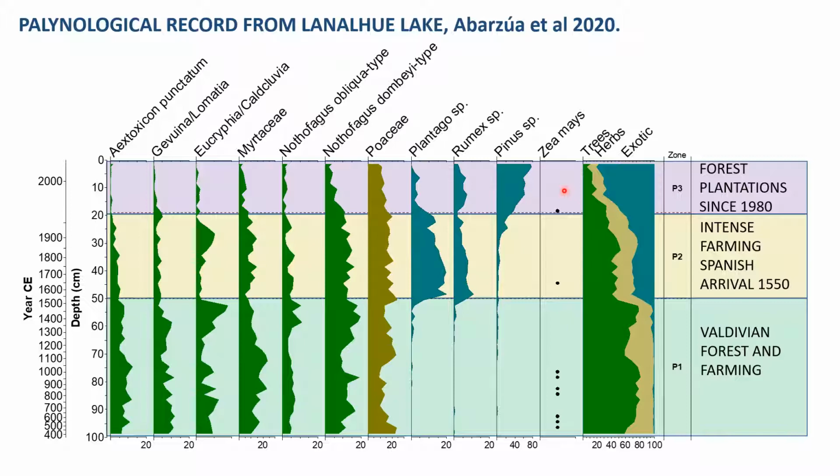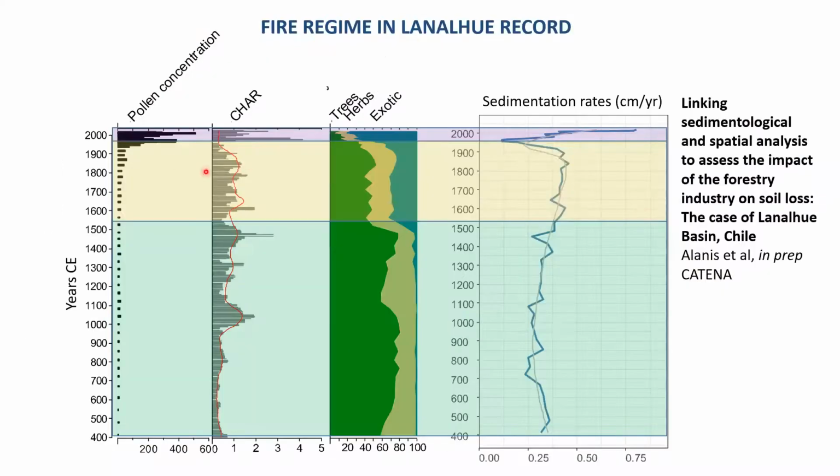Also in Lanalhue Lake, we have done the charcoal analysis, and you can see the fire was very frequent during the last 1,000 years and can be associated with the increase of sedimentation rates inside the lake. The modern clear-cutting practices from forestry companies have dramatically increased the soil loss since the 80s.